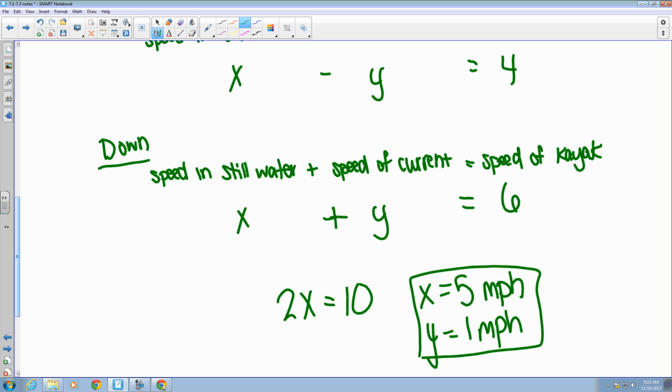And that's our third section on solving systems of equations using elimination.